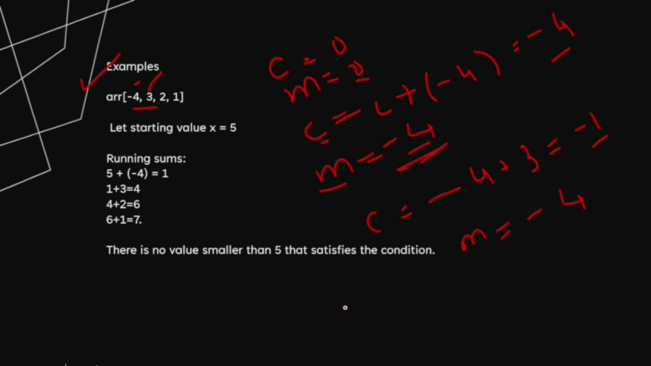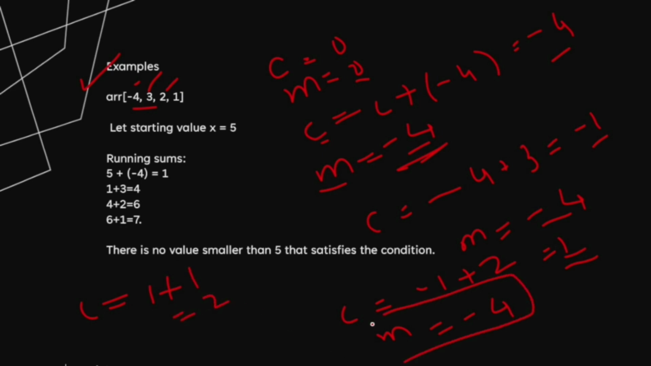Now let's go to our third iteration. In the third iteration we have 2. The current sum is minus 1 plus 2, and now it is 1. In the minimum sum you have to store the minimum value. What is the minimum of minus 4 and 1? Obviously minus 4. Now let's see our last iteration. The last current sum we had was 1, so now 1 plus our last element, which is 1, makes our current sum 2, but our minimum is still minus 4.